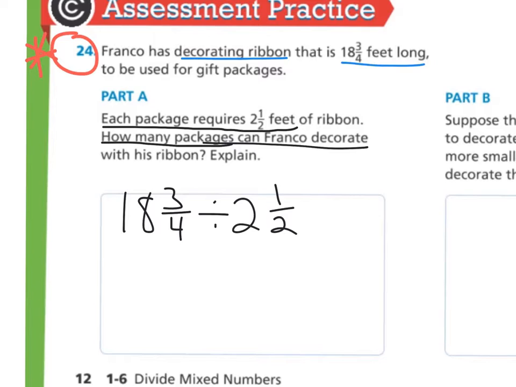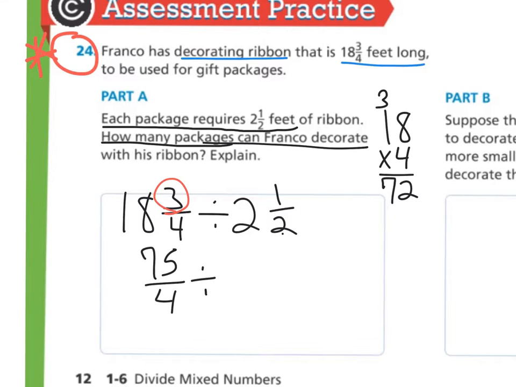18 times 4, I would be probably working that out here so I don't make a mistake. 4 times 8 is 32. 4 times 1 is 4, plus 3 is 7. And then we need to make sure we add this 3 on top here as well. So 72 plus 3 gives us 75/4.